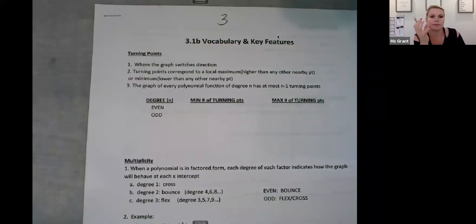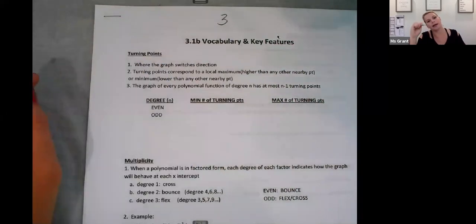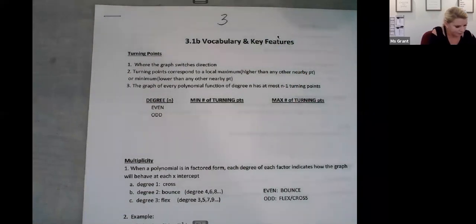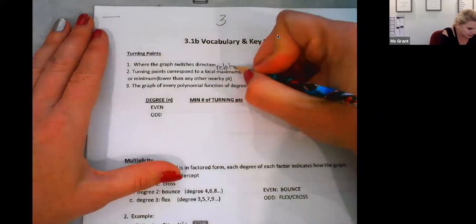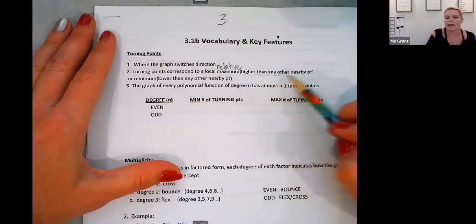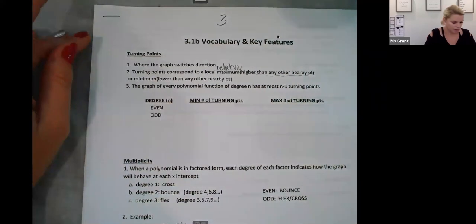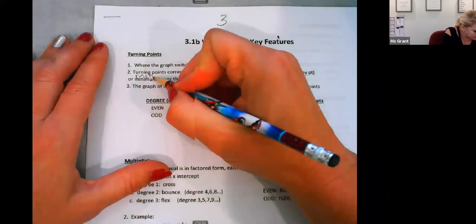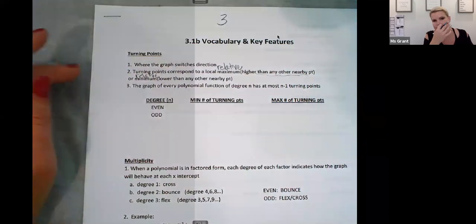There's a couple of key words that we need to be introduced to. I kind of mentioned already the word turning points. Where does the graph switch directions? We call that a maximum or a local maximum or a relative maximum. This is higher than any other nearby point. It's a high point where it turns. There's also a minimum or a relative minimum, and that's a dip. That's the lowest point that we see.